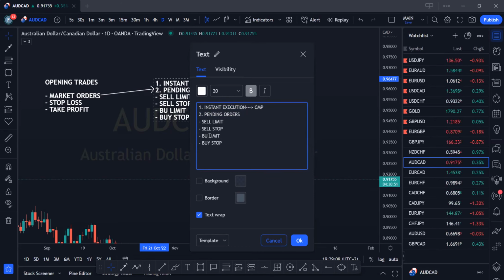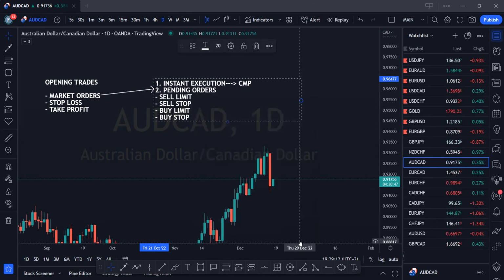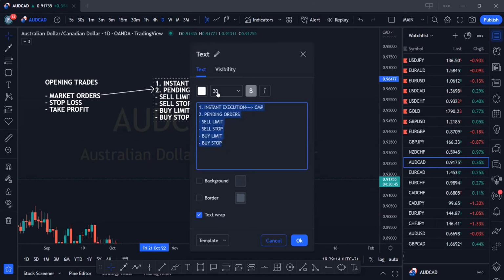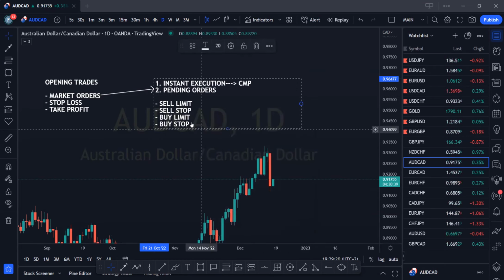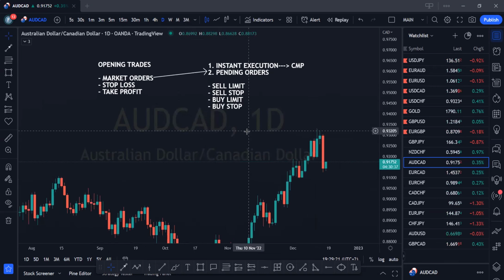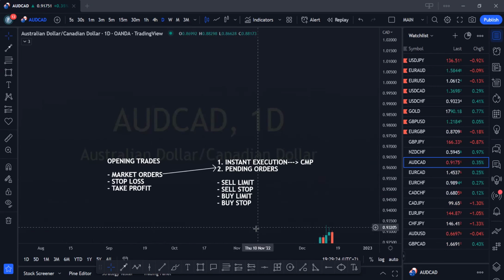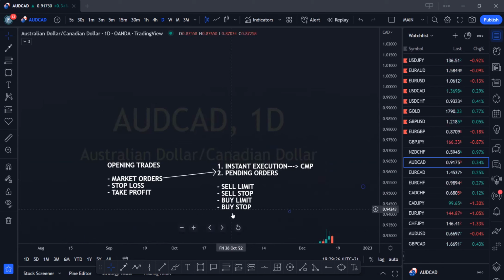Sell limit, sell stop, buy limit, buy stop. Now, two major terminologies here that I want to explain to you to easily help you understand the concept of limit and stop orders. So this is where I learned it and how I understood the concept. I think it will also be helpful if I teach you how I learned it.